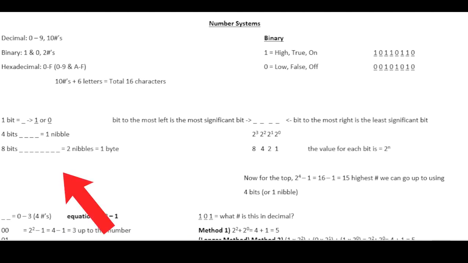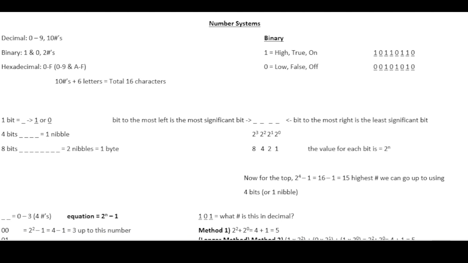So in binary, we have a storing element which is called a bit, and that bit could only store either a 1 or 0. Again, back to binary, only ones and zeros, no other value than that. 4 bits is equivalent to 1 nibble. It's just a wording. 8 bits is equivalent to 2 nibbles or 1 byte.